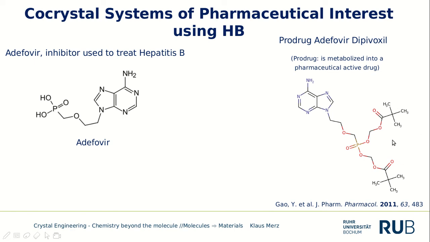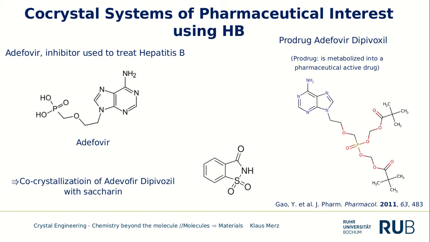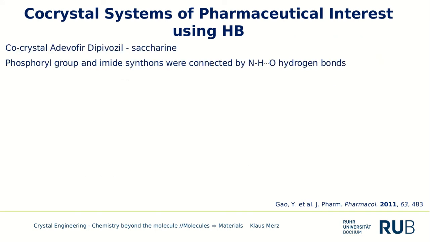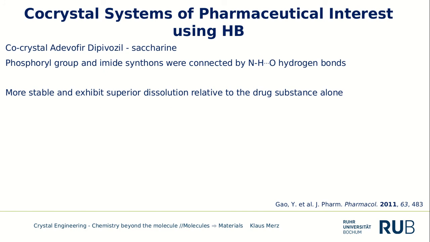Okay, so what have they done? They tried to improve the dissolution and the stability properties of this product by co-crystallization with saccharin. And it works. What they see in the co-crystal is hydrogen bonds, N-H...O, also a phosphorus group, and amide synthons. And now have a look at the properties.